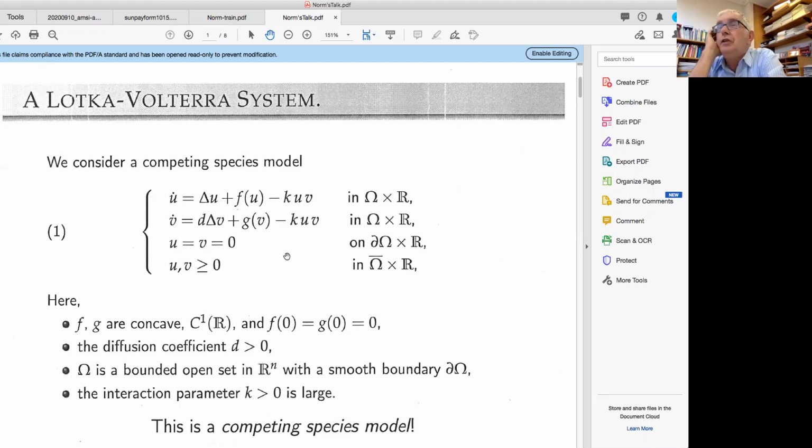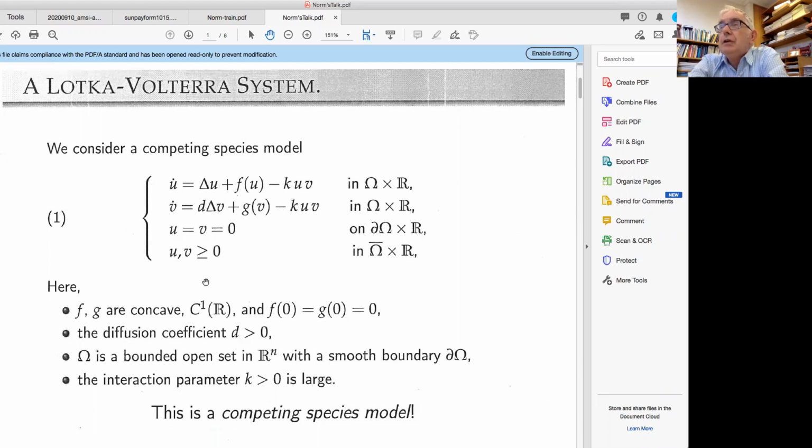u dot, by the way, is the partial derivative of u in t, equals the Laplacian of u plus f of u, and minus kuv is the interaction between the two, u and v. The other equation is very similar: v dot equals d times the Laplacian of v plus g of v, minus the same term, kuv. Omega is a bounded open set, so we have these equations on omega cross R. We've got a boundary condition that u equals v equals 0 on the boundary. And because they're populations, we're assuming that u and v are non-negative.